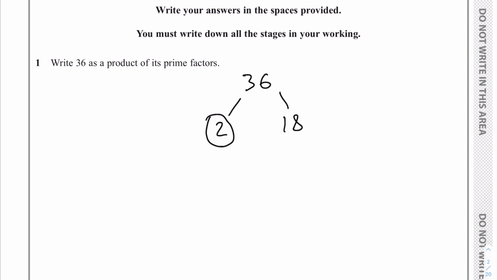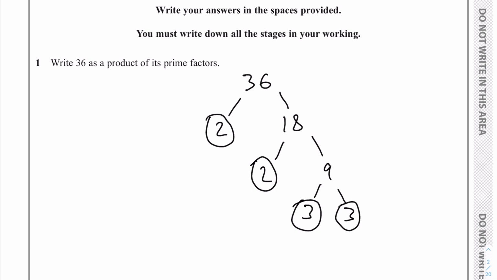Obviously, we can still split 18 up, so I'm going to split that into 2 and 9. Once again, circling the prime number. And finally, 9 is not an even number, but it's going to be split into a 3 and another 3, which, by the way, are both prime. So we circle both of them, and that is the end of our tree diagram. Okay, did I say tree diagram? I meant to say factor tree.